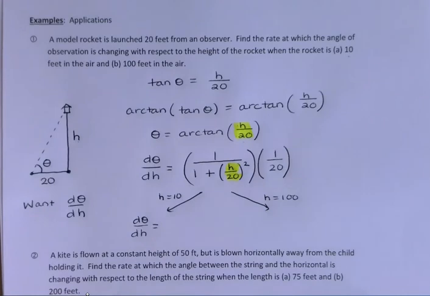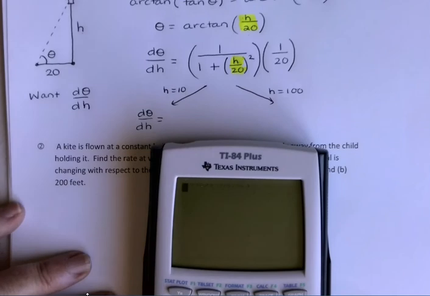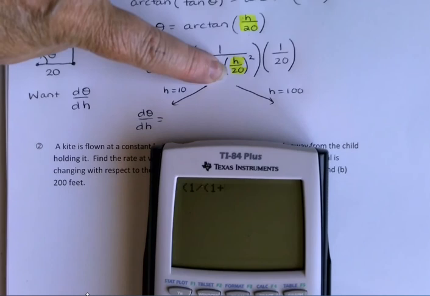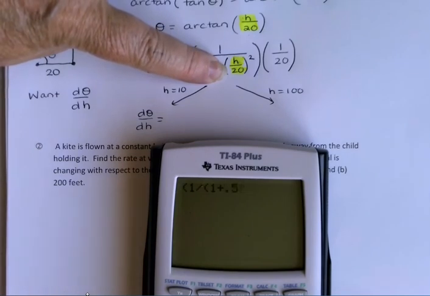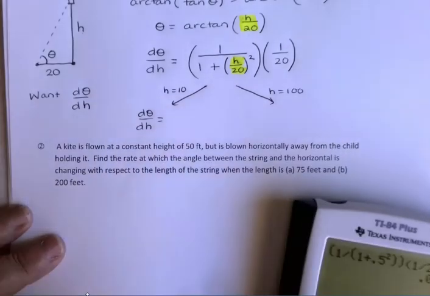And the rate of change when h is 10 would be 1 over 1 plus 10/20ths would be 1/2, or 0.5, squared. And then that whole fraction gets multiplied by 1/20th. So I have about 0.04 for d theta dh here.